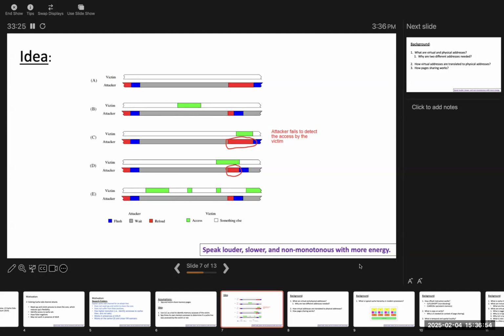So if they overlap during the reload, does the attacker still get the information, or is it lost in the attacker's view? Anyone who wants to answer? That is a good trick when, as an instructor, I don't know the answer.